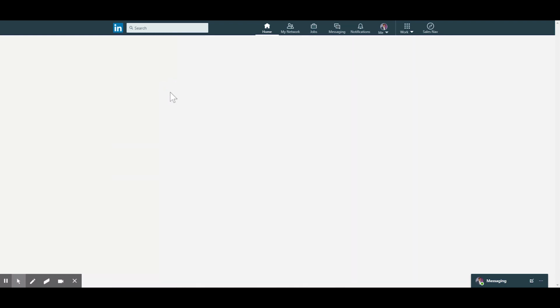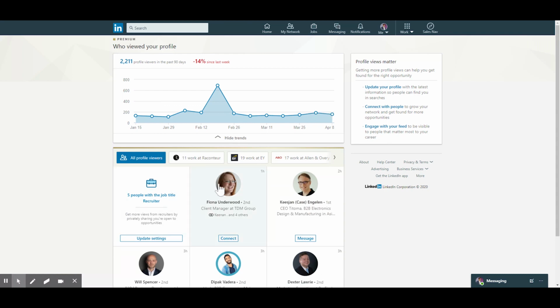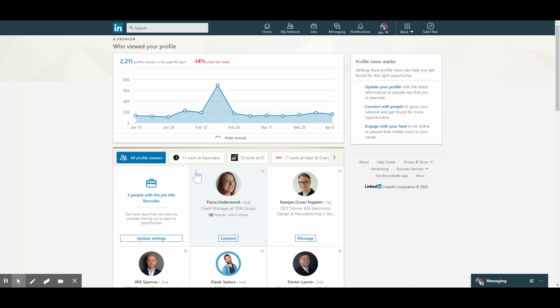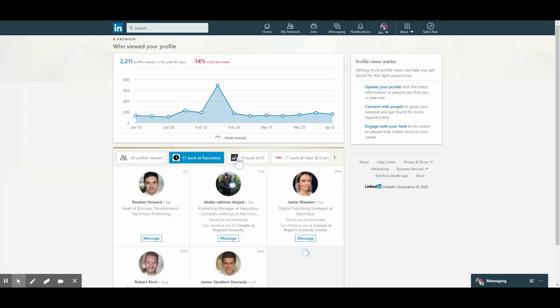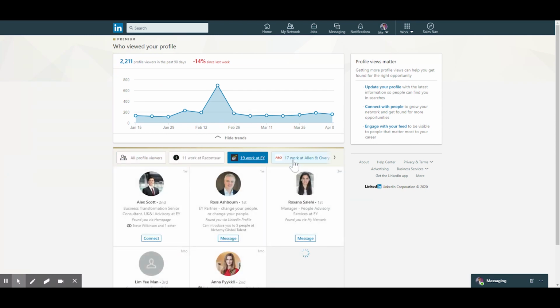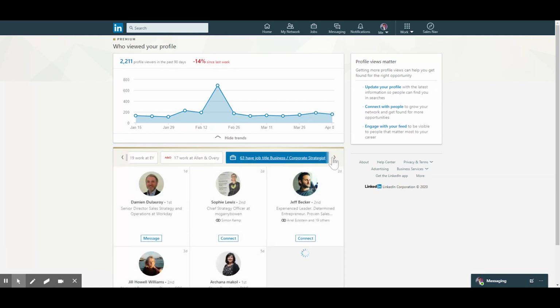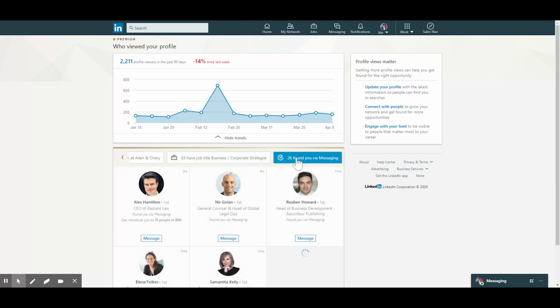So we click on this, and you'll all be familiar with this. You get the insight of who's viewed your profile over time. But then, of course, LinkedIn does break this down by company, so you can scroll across and look at these varying organizations, filter by job title, find by messaging.